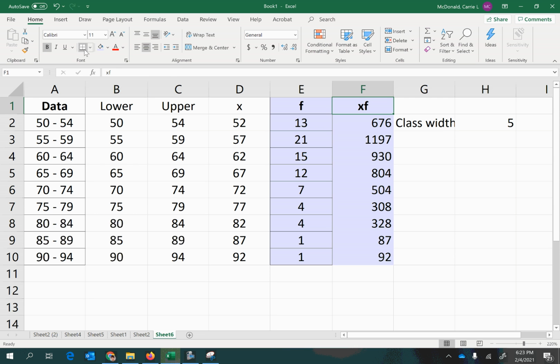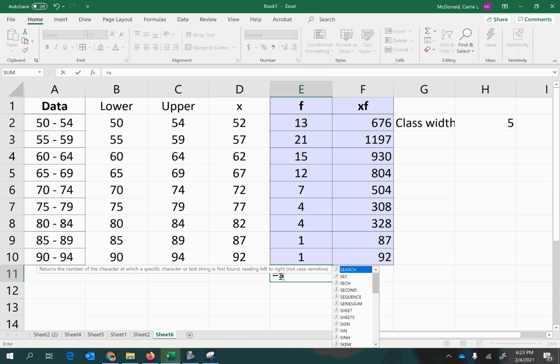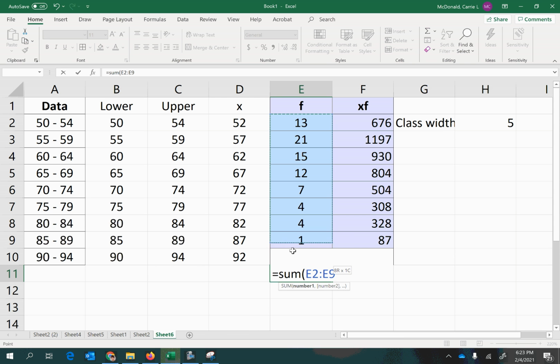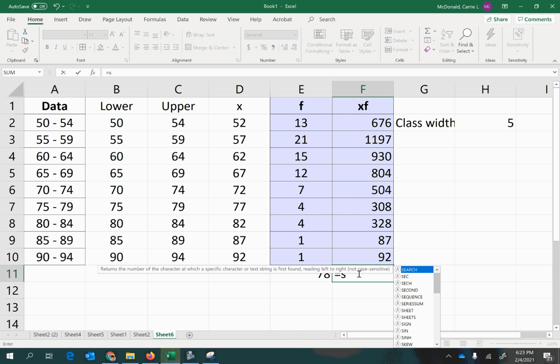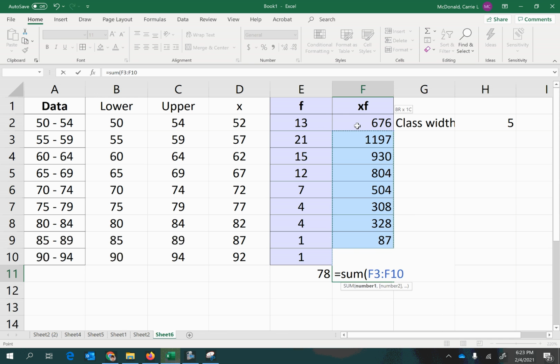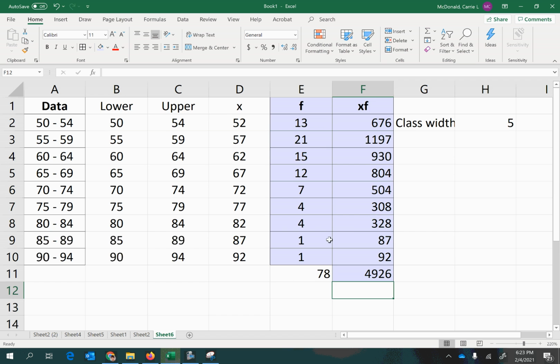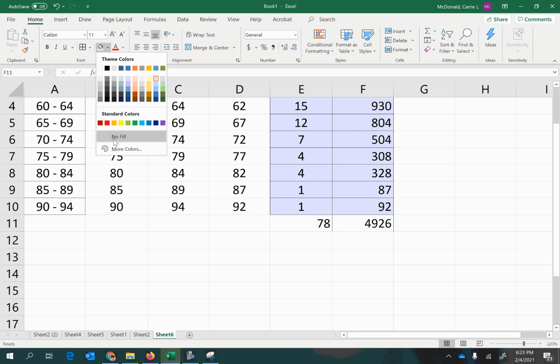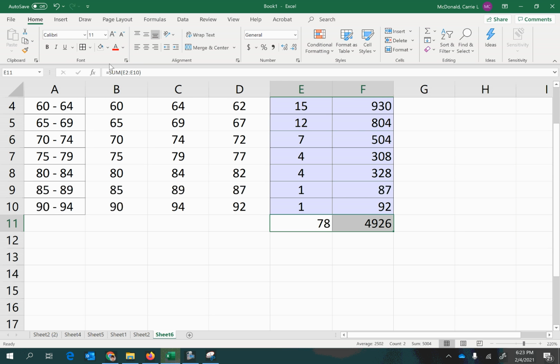And what I need to do is take the total of each of these. So I'm going to sum all my frequencies. That will give me the sample size. And then I'm going to add up all my X times F products. And then I'm going to divide those. So my two sums, the large one divided by the small one, is going to give me the estimated mean.